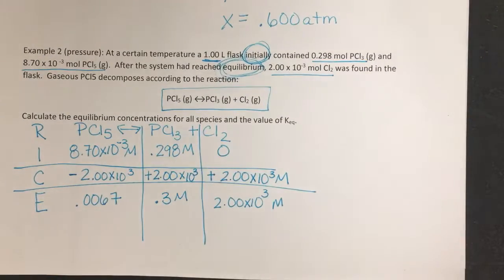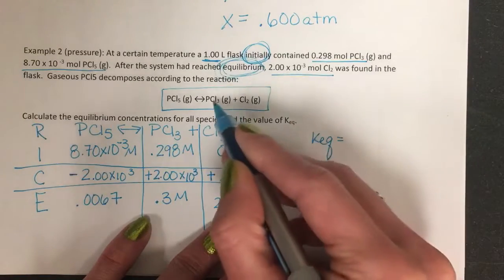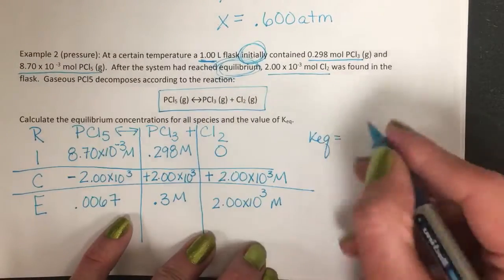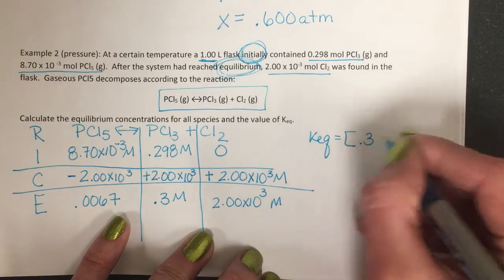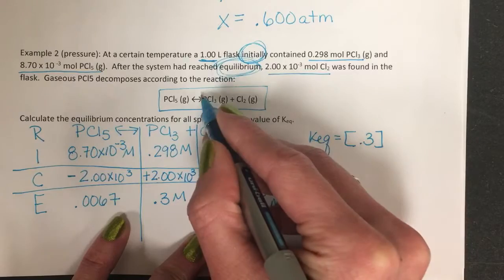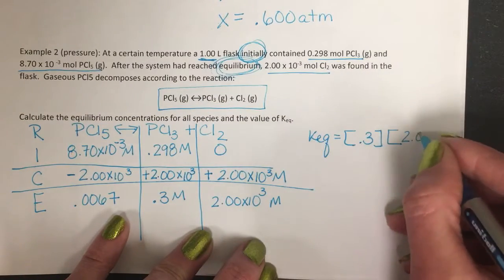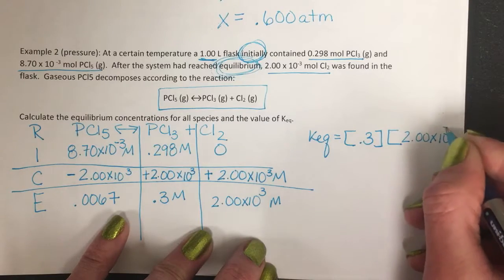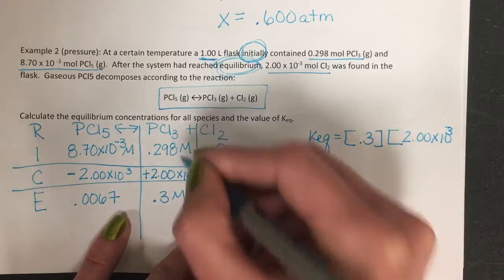And at this point, it's just simple Keq. I know Keq is the concentration of my products. So PCl3 is 0.3 raised to its coefficient, which is 1, times 2 times 10 to the third. Oh, that's a negative third, sorry.